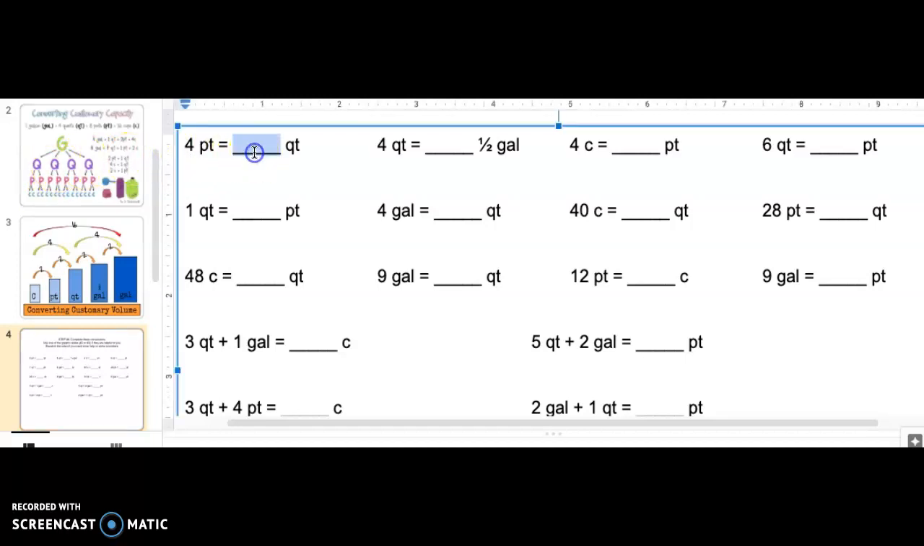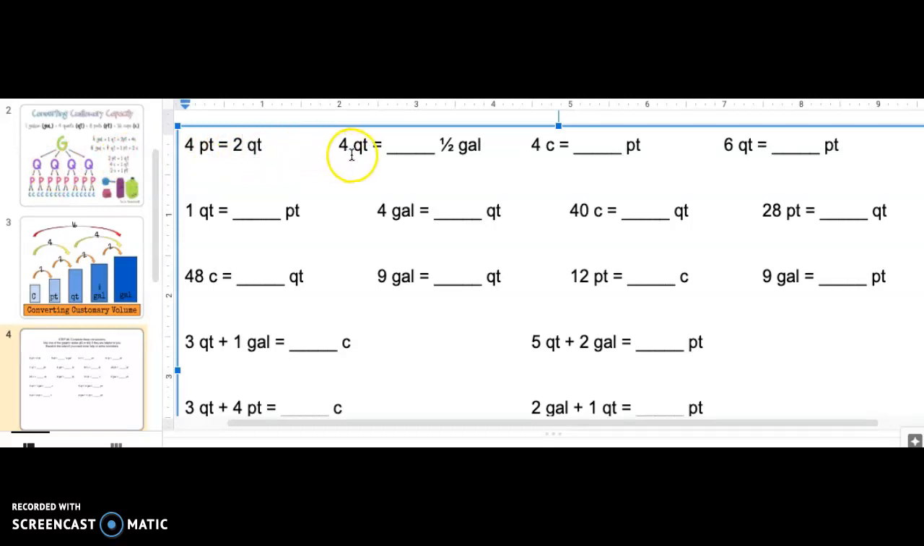So I would have 2 quarts. Let's say I have 4 quarts. How many half gallons is that? Well, let's see. I have 4 quarts. Now, the problem here is there's not a half gallon on this kind of a chart. So I'm going to use this chart here. I have 4 quarts. How many half gallons could I make?